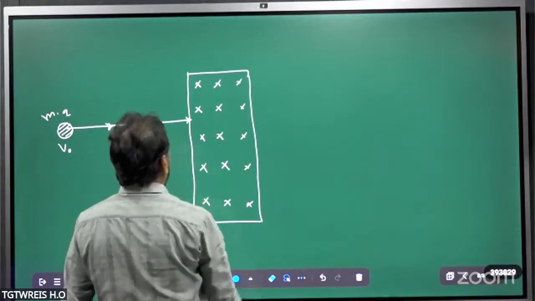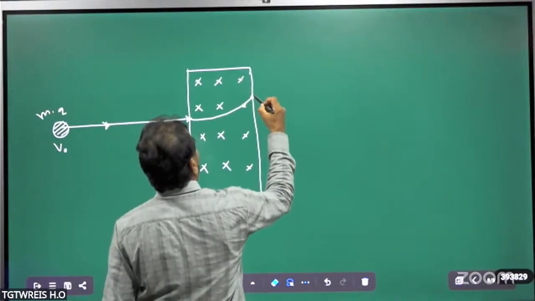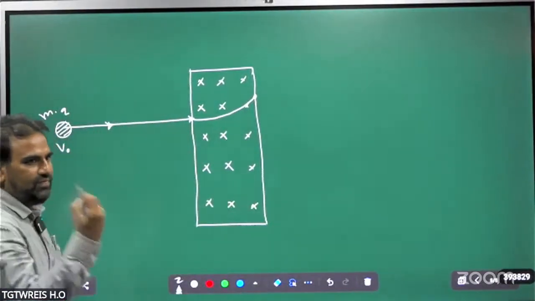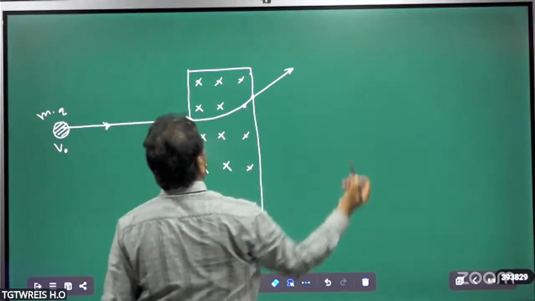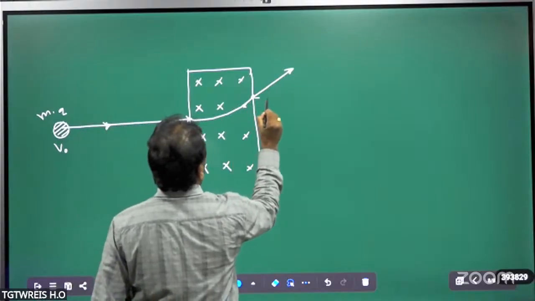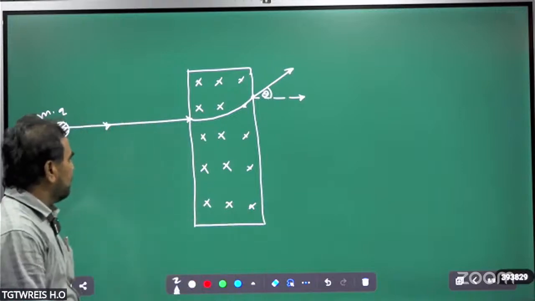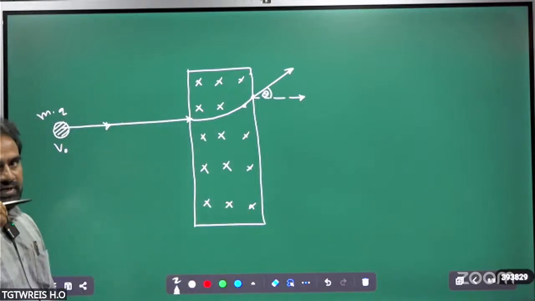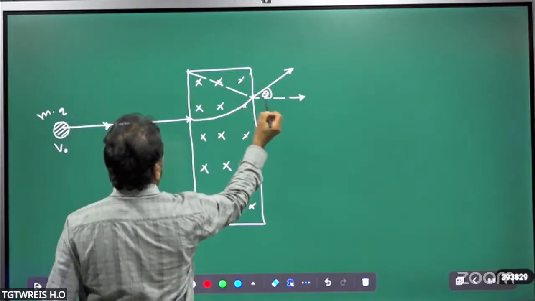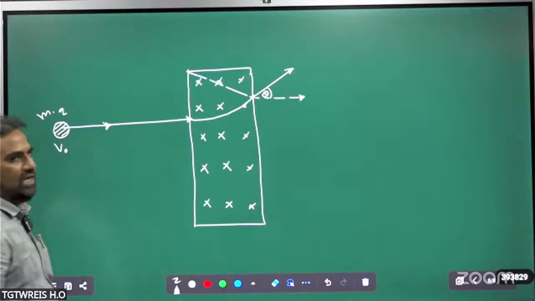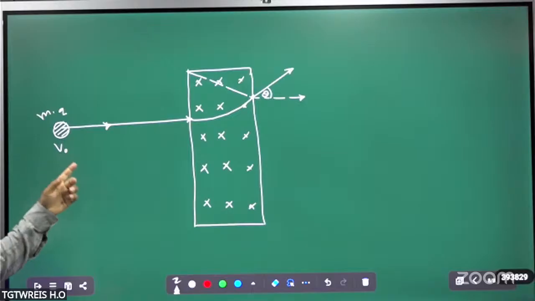When it enters into the magnetic field, what happens? It moves in the form of a circular path. After emergence, it comes out in the form of a straight line, making some angle theta with the initial direction. Let's say theta. In this case, find the angle made by this charged particle with the initial direction when it is accelerated through this potential difference. Already known in the previous concept.